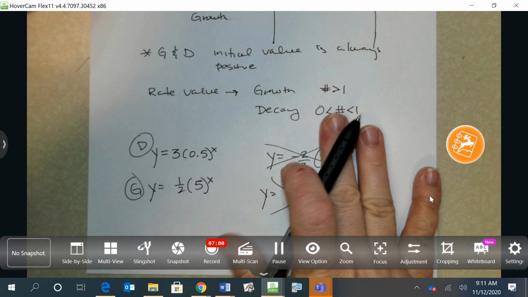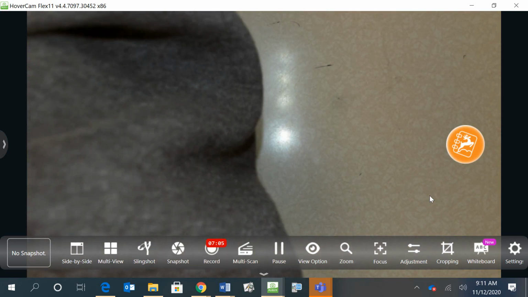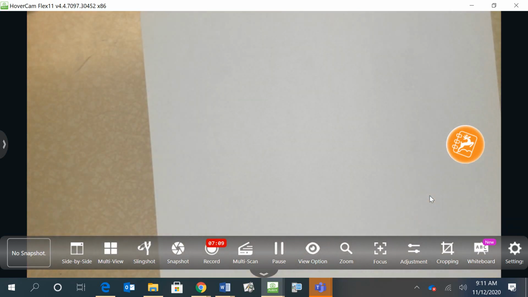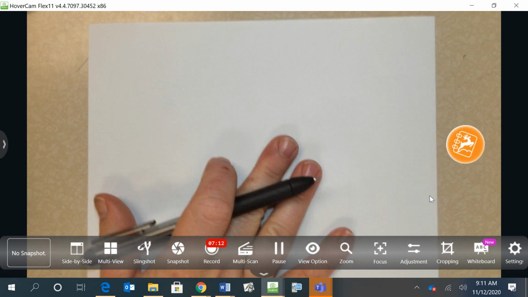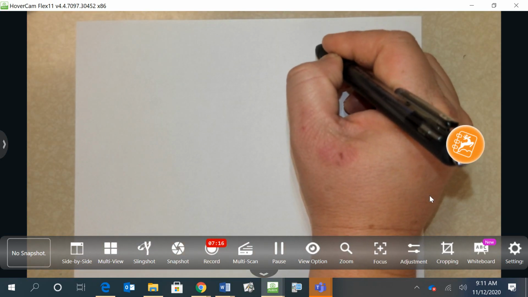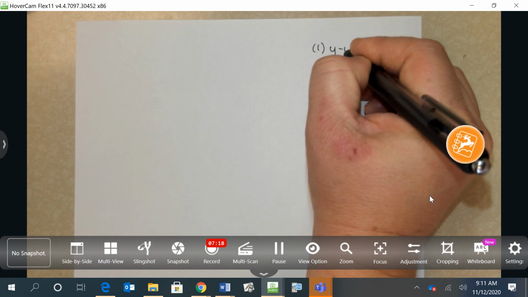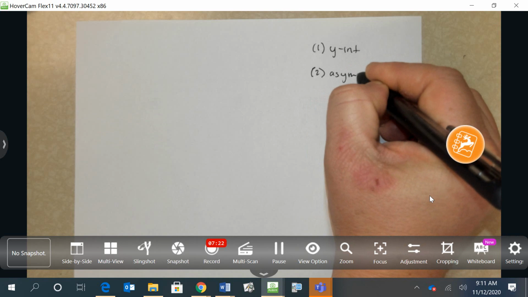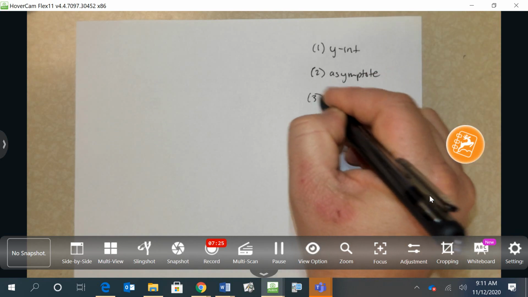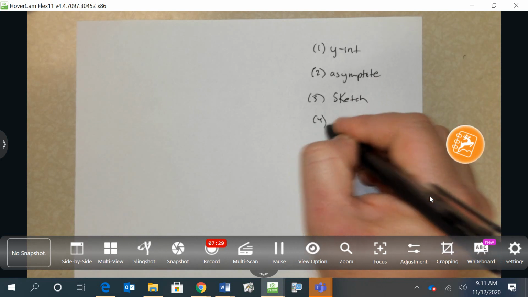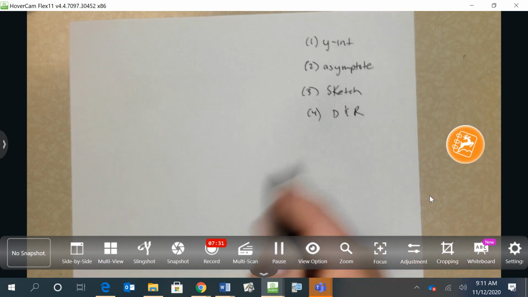The second learning task is, what does this look like? What does this look like if we start to think about sketching them? For the second task, we're going to do 3 things. We are going to identify the y-intercept. We're going to identify the asymptote in the graph. We're going to sketch the graph. And then we're going to do the domain and range.